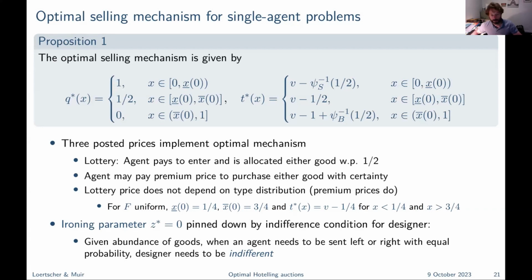Right, I mentioned the abundance of degrees of freedom that we have in this problem here. And so the ironing parameter Z star equal to 0 is entirely pinned down by an indifference condition for the designer. When the agent is in the ironing range, the pointwise maximizer must be indifferent between sending the agent left and right. And so Z star has to be equal to 0.